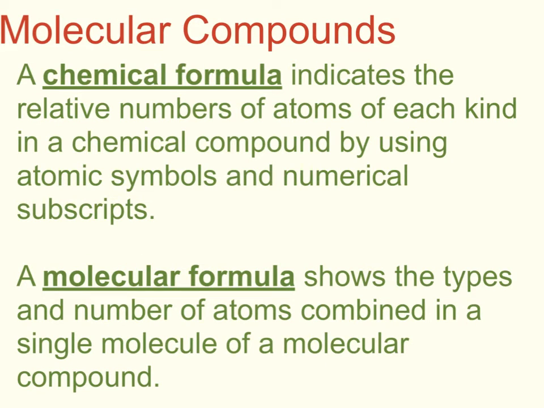A chemical formula indicates the relative numbers of atoms of each kind in a chemical compound by using atomic symbols and numerical subscripts. So the chemical formula for water is H2O. The chemical formula for sugar is C6H12O6. Those are the chemical formulas. A molecular formula shows the types and number of atoms combined in a single molecule of a molecular compound.